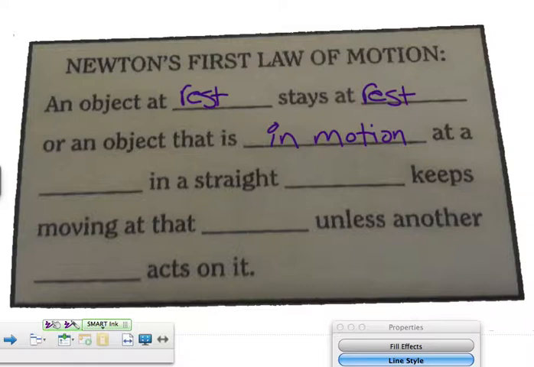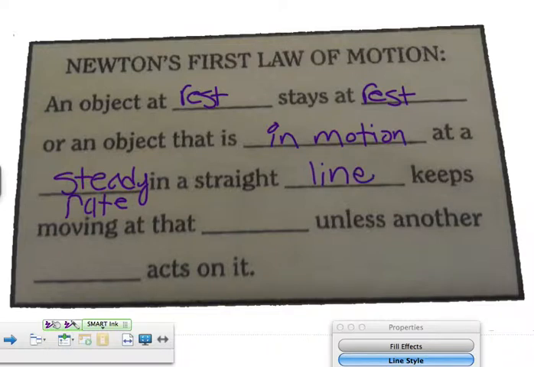Very good. So you just want to put one word on the line and put the other word underneath it. If she said steady rate, would that mean the same thing? Yes. If she said steady speed, would that mean the same thing? No. Pace, rate, speed. If she said steady velocity, would that mean the same thing? Yes, all of those words mean the same. So start from the beginning and walk us through. So an object at rest stays at rest, or an object that is in motion at a steady rate in a straight line. Line, very good.